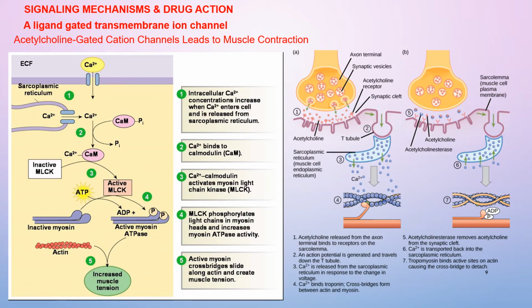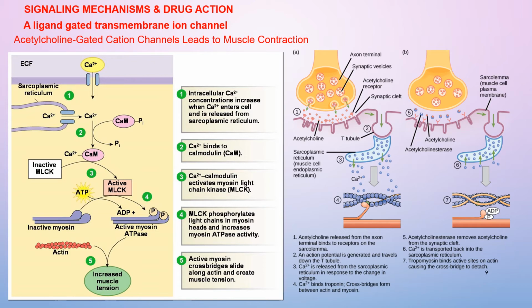The release of calcium ion from the sarcoplasmic reticulum into the cytosol leads to an increase in the concentration of calcium ion. The calcium ion binds to the calmodulin molecule, which activates myosin light chain kinase by phosphorylation and increases the myosin ATPase activity. The active myosin cross bridges slide along the actin and bring about muscle contraction.